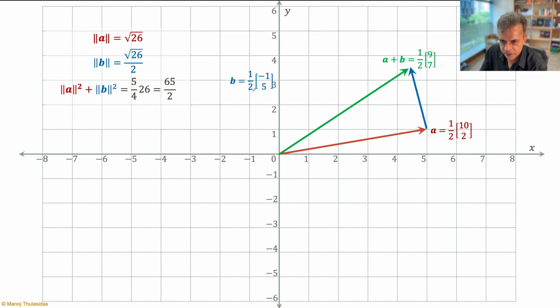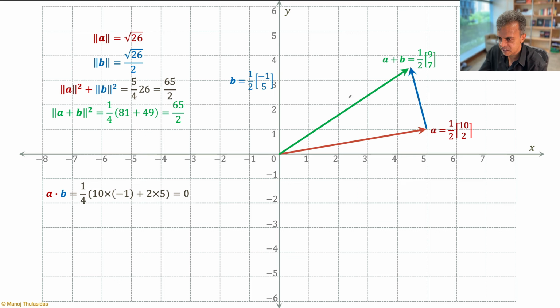The norm of a squared plus the norm of b squared becomes 65 by 2, and the norm of a plus b, the whole thing squared, becomes 65 by 2. It has to. That is the oldest theorem that we have in the book. And then a dot b will become some product of the elements with the scalars outside. So minus 1 times 10 plus 5 times 2, that is a minus 10 plus 10, 0, and then scale by 1/4. So the dot product indeed is 0.